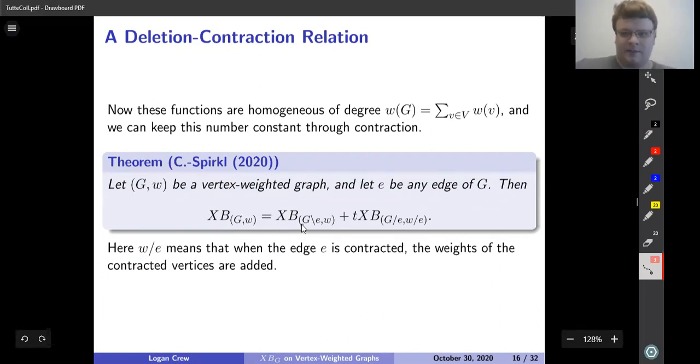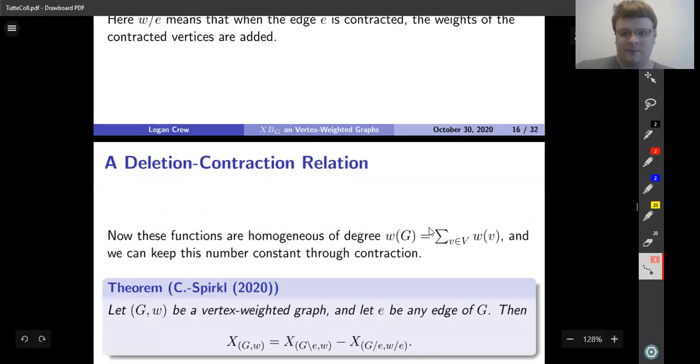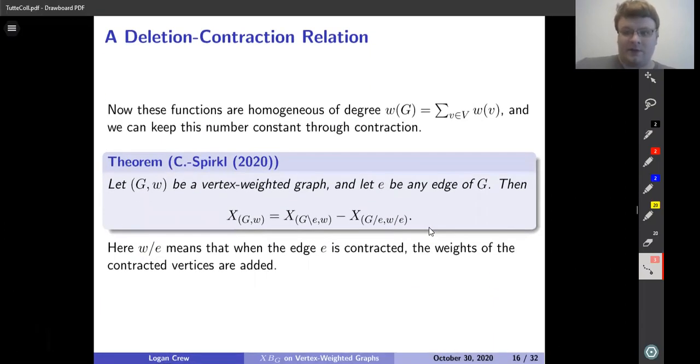Notice how it's very similar to the previous one. We're going to get XB of G delete e, plus we bring in this t times XB of G contract e. Now we have this really nice relationship. And for the chromatic symmetric function we get from t equals minus 1, we get this thing. Note that this is actually exactly the chromatic polynomial's relation. It's the exact same relation, we just fundamentally had to add these weights in to make it happen.